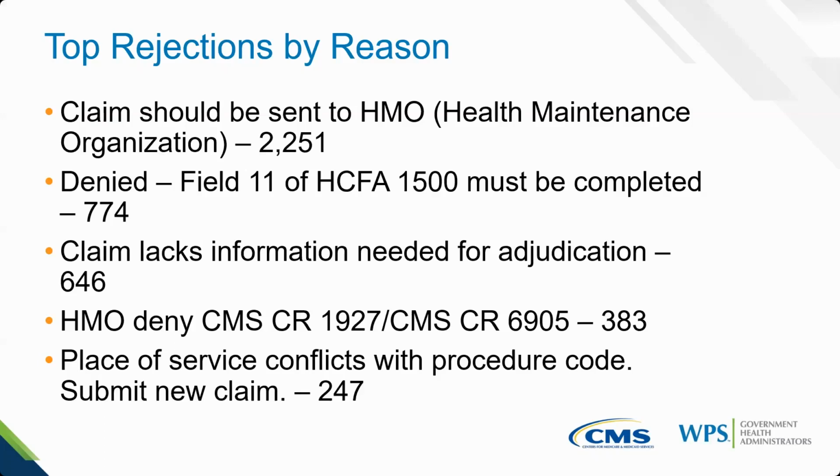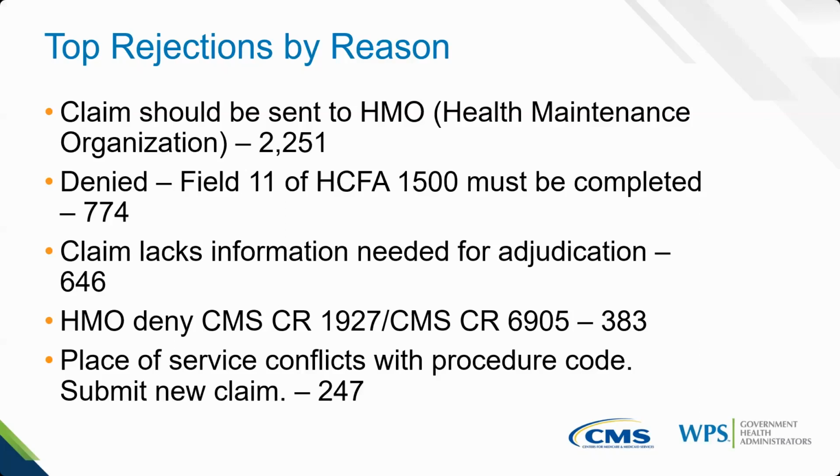So the number one reason why we rejected psychiatrist claims is that the claim should have been sent to the Health Maintenance Organization, or HMO. The claim should not have been submitted to WPS-GHA. This means that the beneficiary has chosen a Medicare Advantage plan. There were 2,251 rejections during that 3-month time period for all 6 of our states, Specialty 26.